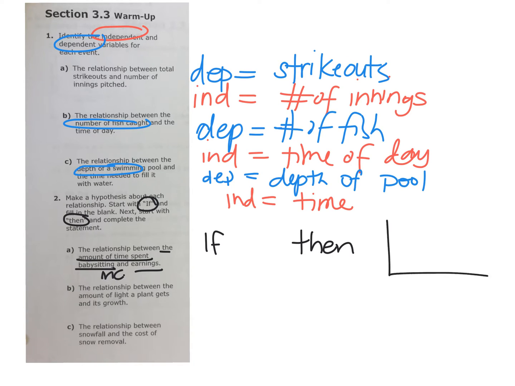So what would a graph look like for this one? If time increases, then earnings increase. Yes, positive upwards. As time passes, you're going to make more money. Okay, that's the if-then statement. If the time spent babysitting increases, so if I spend more time babysitting, then I will earn more money. Does that make sense? So we're looking at a relationship between amount of light and a plant's growth.